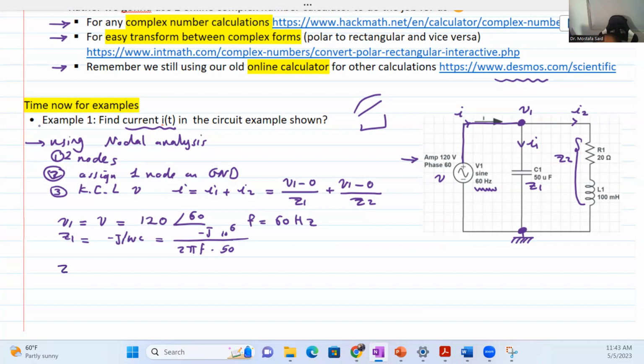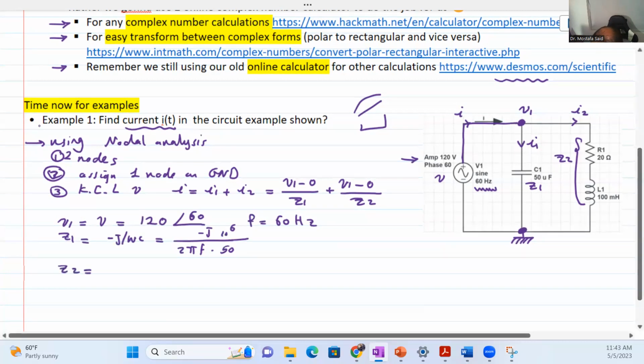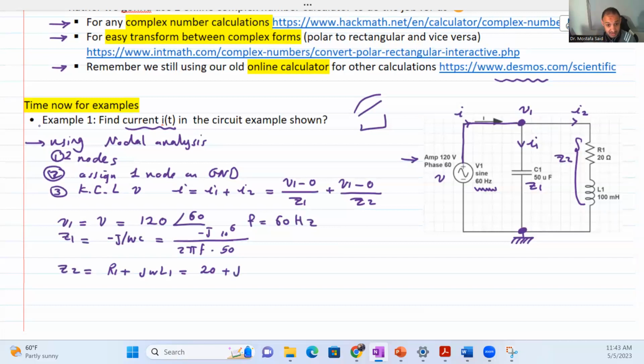And what is Z2? Z2 is easier. Z2 is R1 plus J omega L1, as we learned again. So this is 20 plus J, which is, again, the complex square root of minus 1. Okay. Omega again is 2 pi F, and L1 is 100 multiplied by milli, which is 10 to the power of minus 3. Okay. So we have Z1, we have Z2, and we have V1.